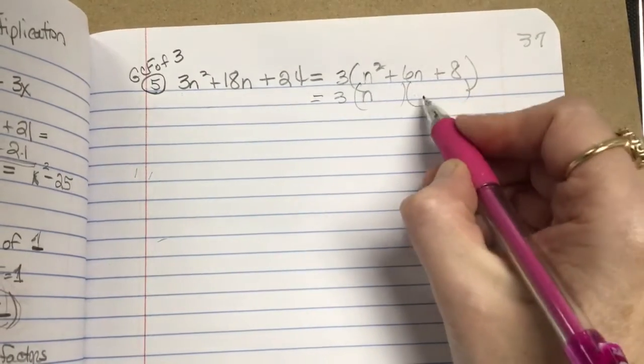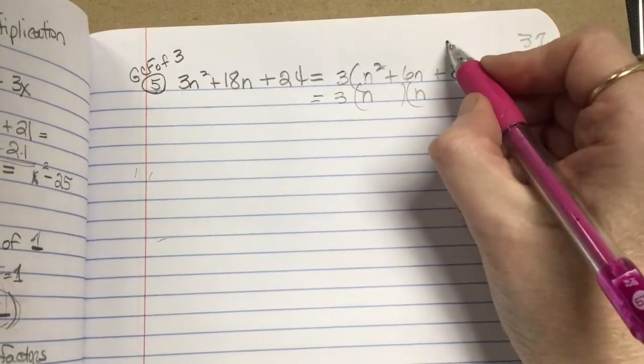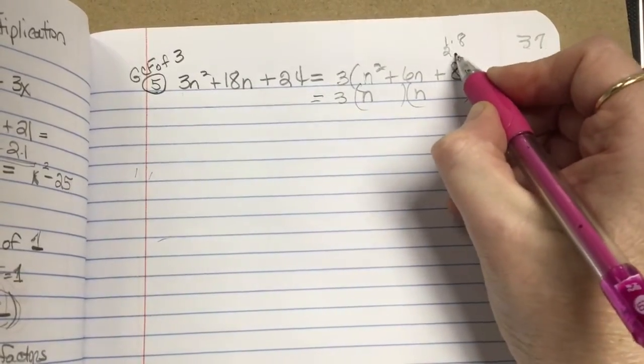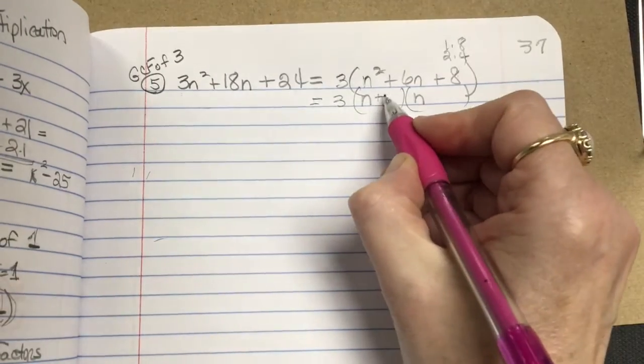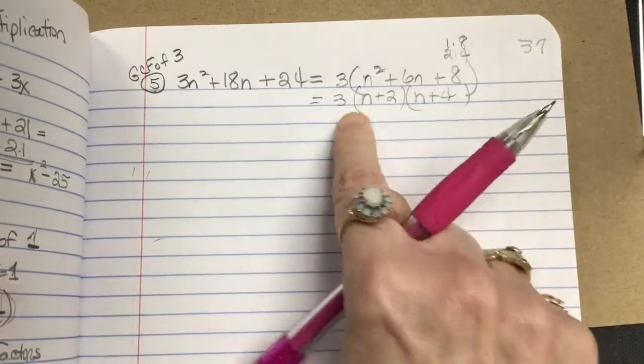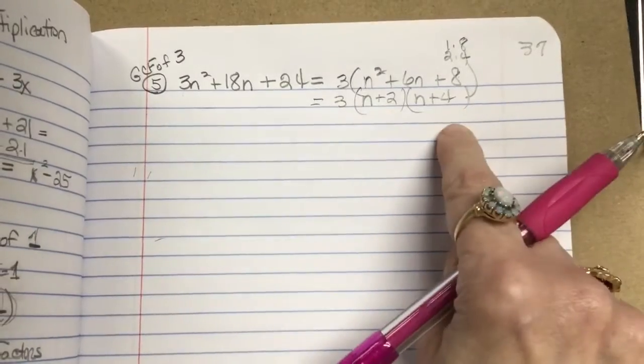N squared, n and n. 8, 1 times 8 and 2 times 4. Which set adds to my 6? The positive 2 and the positive 4. The whole factor tree is all 3 of those factors.